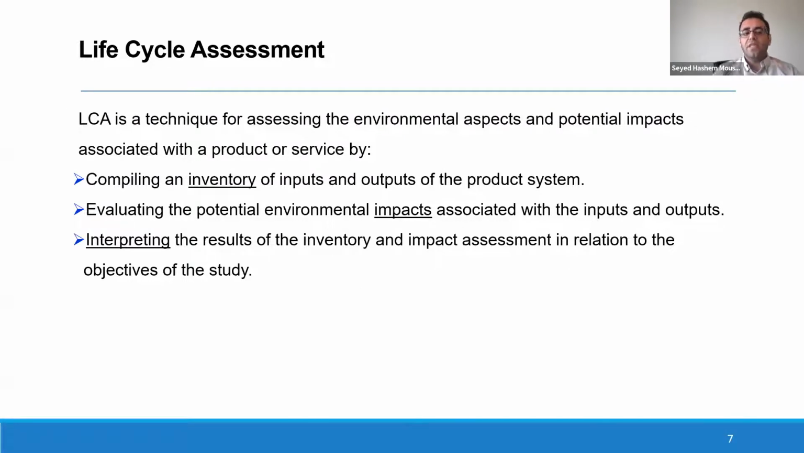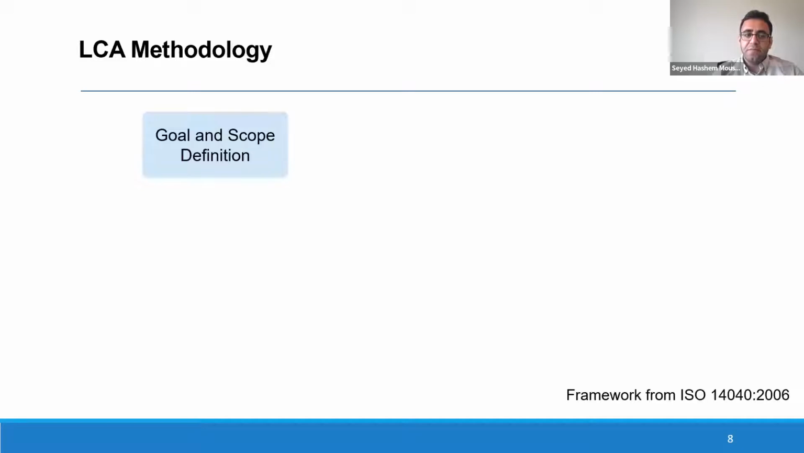For doing the LCA, we usually compile the inventory of inputs, products, including the main product, byproduct, waste, and emissions, and then we translate those into environmental impacts. At the end, there is interpretation of the results for the inventory and impact assessment related to the objective of the study.